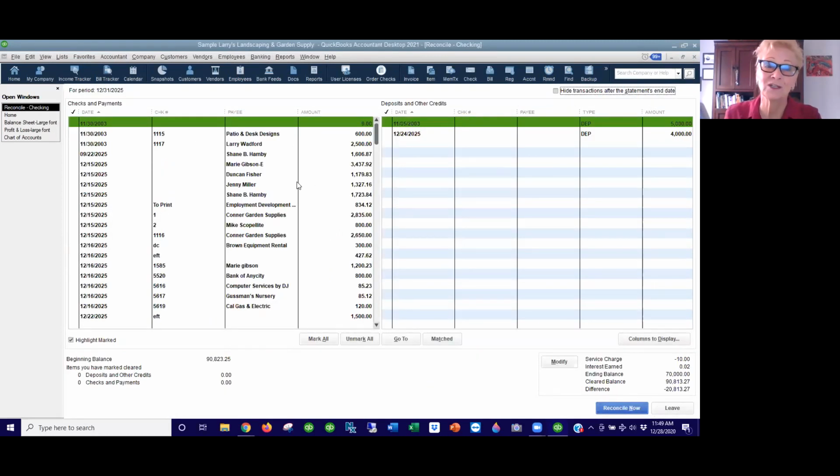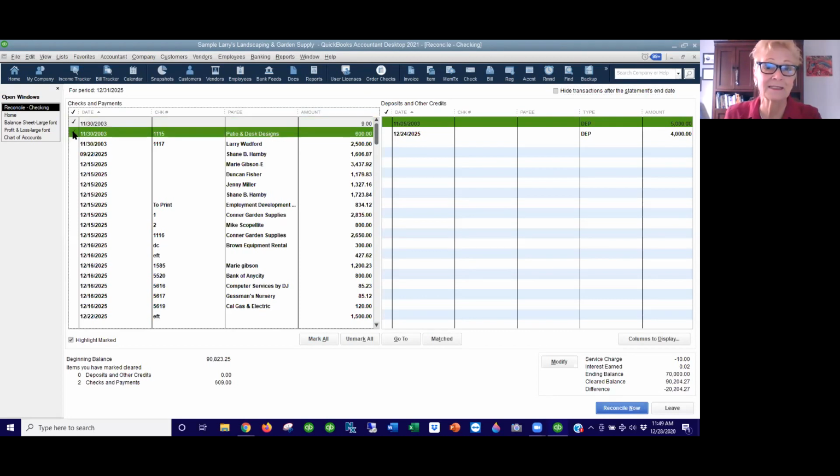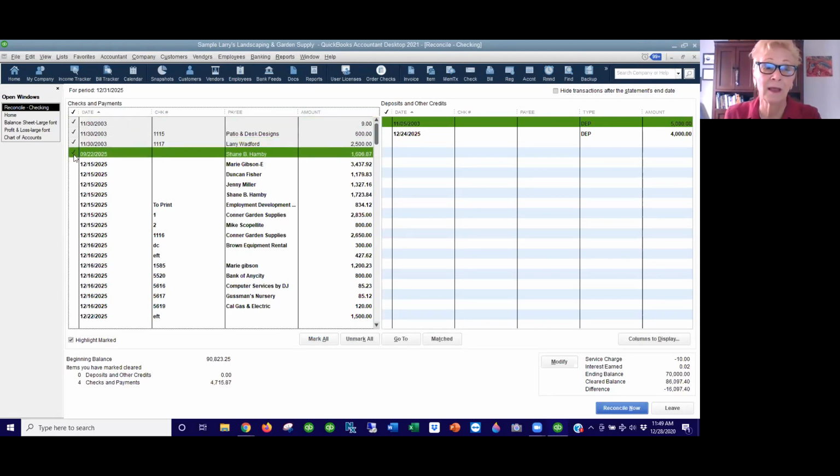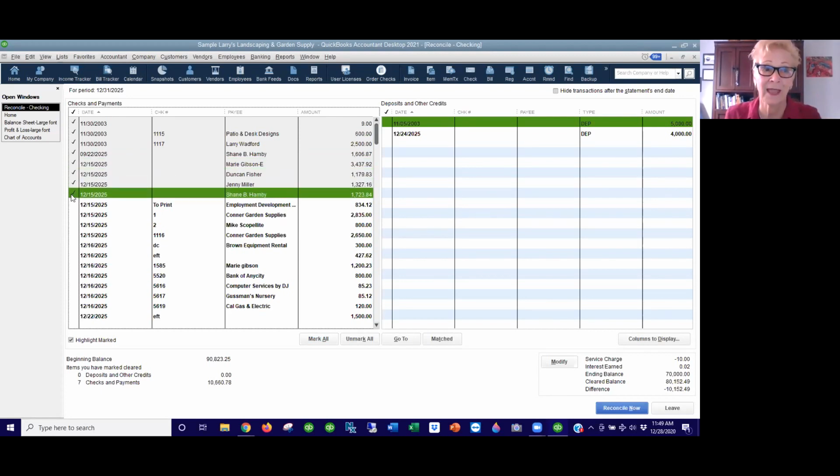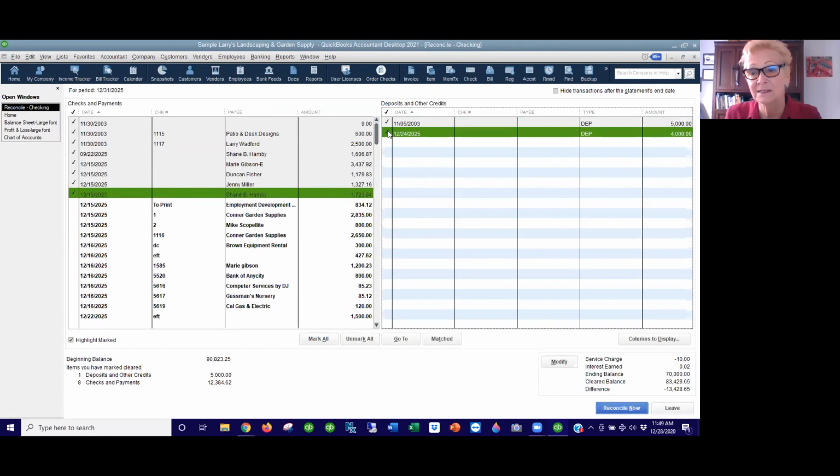And now I have a window that looks something like this. I have on the left side all my checks and payments and whether they have cleared my bank. Are they on the bank statement? Have they been paid from the bank, right? Also, likewise, the deposits are on this side, the right side, and have these deposits actually made it to the bank?